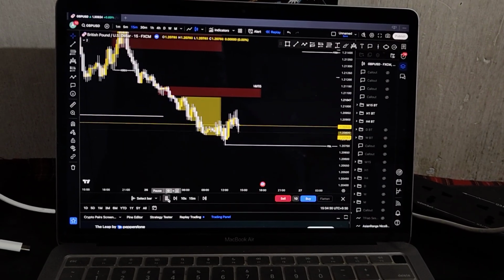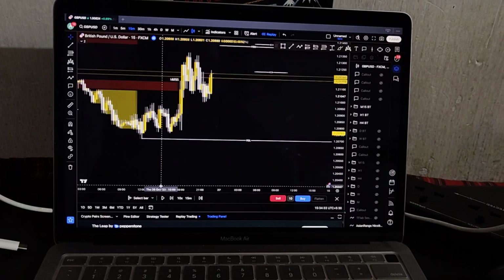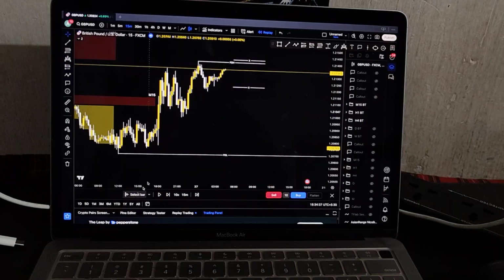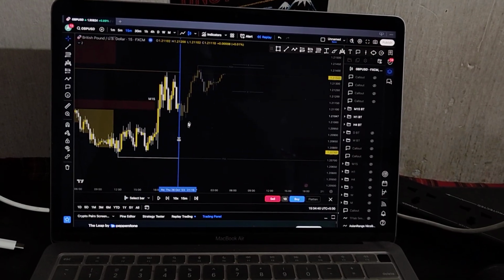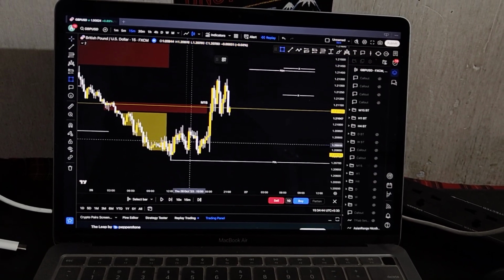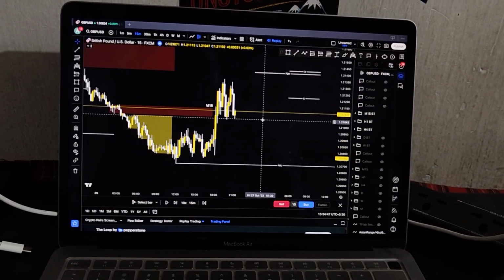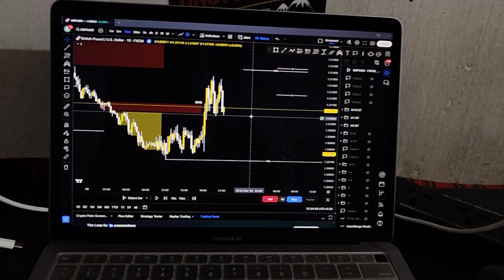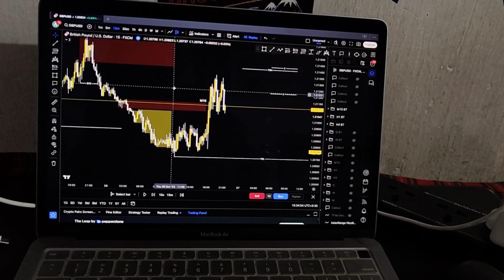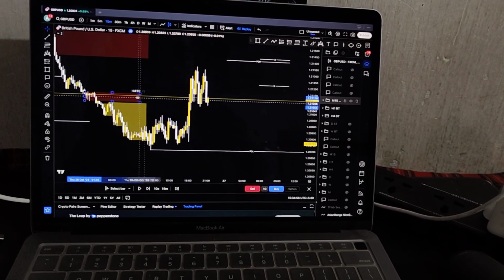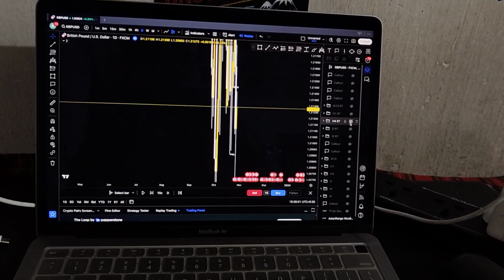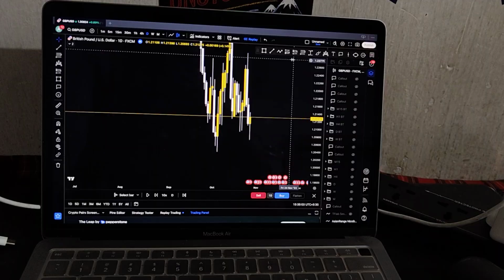The whole day the London session was consolidating right here. Whenever the London session is consolidating, that means there are no buyers and no sellers. Everyone is confused in the market right now because no one is buying or selling. Then how will we know how our strategy, how our edge will play out? This supply zone I marked was not respected. Even this supply zone was not respected, I guess. And even Thursday was a no trade day.